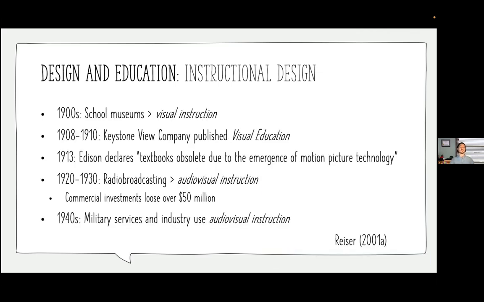So 1900s, way back when, we had visual instruction. First book published on visual education. Edison declares textbooks are obsolete. Well, we know they're still quite important technology. Radio broadcasting brings in audiovisual instruction. Commercial investments lose $50 million.